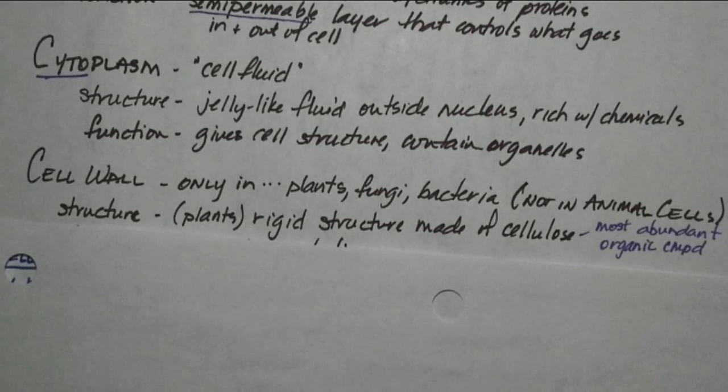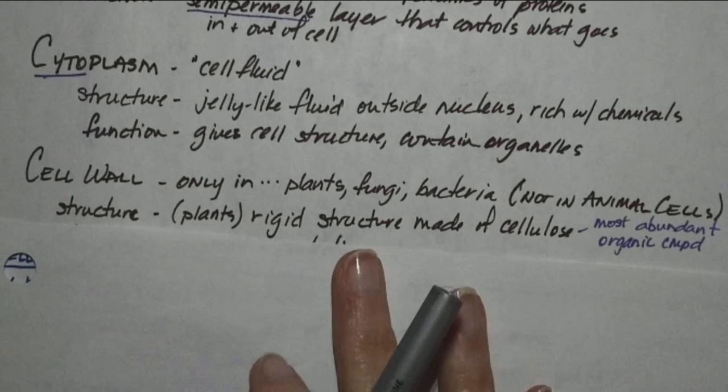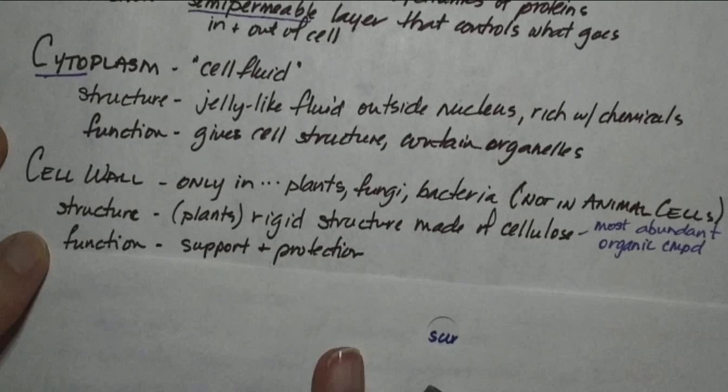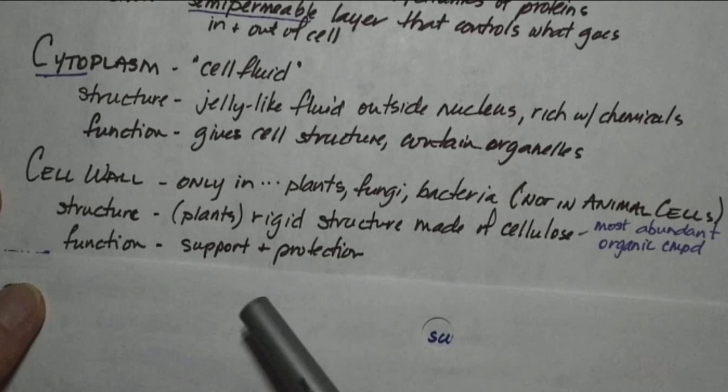So it's a rigid structure, and it's made of cellulose, the most abundant. Okay, write this down really fast. Did you already write this? The function is support and protection. That's it. Once you've written that down, go ahead and pack it up.